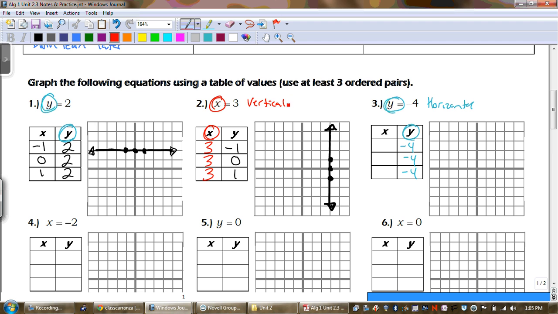It's x equals, so it's vertical. It's y equals, so it's horizontal. Those are just some simple reminders for yourself. And then negative 1, 0, and 1. Let's go ahead and graph that. We've got negative 4. Negative 1, negative 4, 0, and negative 4, 1. We've got our line, and let's draw it. That's not too bad, is it?